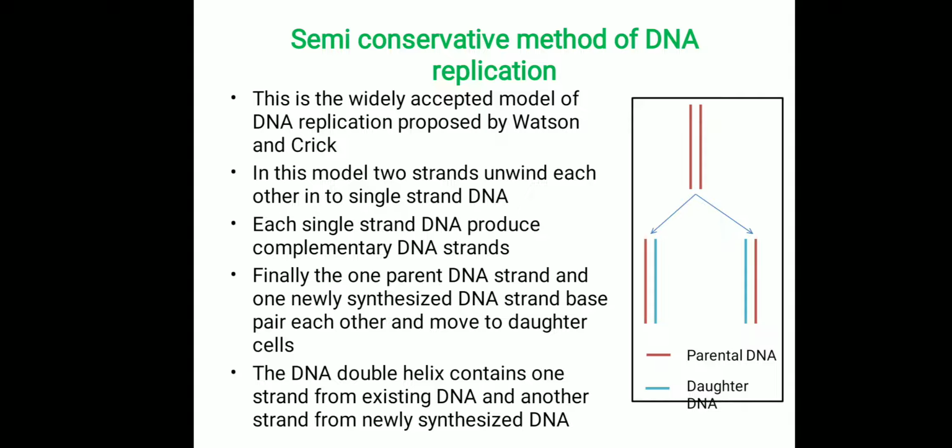And next one is the semi-conservative method of DNA replication. This is a widely accepted model of DNA replication and was proposed by Watson and Crick in addition to their deciphering the DNA double helix structure. In this model, the two strands unwind from each other into single stranded DNA. So here the purple color is parental DNA. The two strands unwind from each other. Each single strand of the DNA molecule produces the complementary DNA. The light blue colors are complementary DNA, the daughter DNA strands produced.